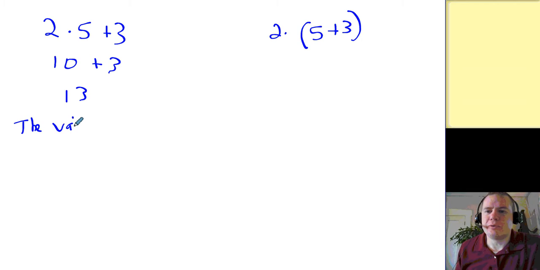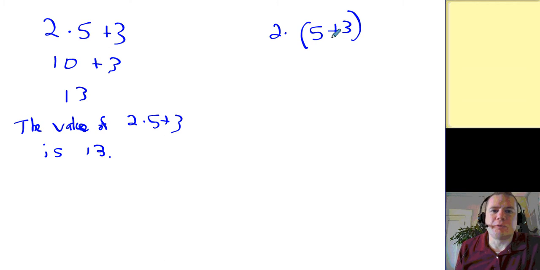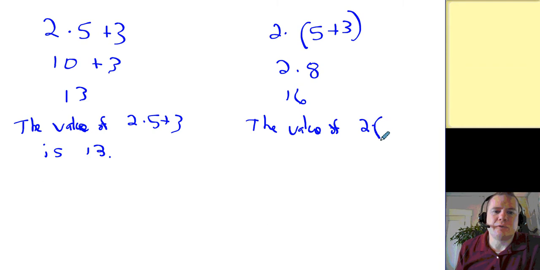The value of 2 times 5 plus 3 is 13. We've evaluated this expression. Here, 3 more than 5 is 8, and 2 8s is 16. So the value of 2 times 5 plus 3 is 16. Right? That's what it means to evaluate.